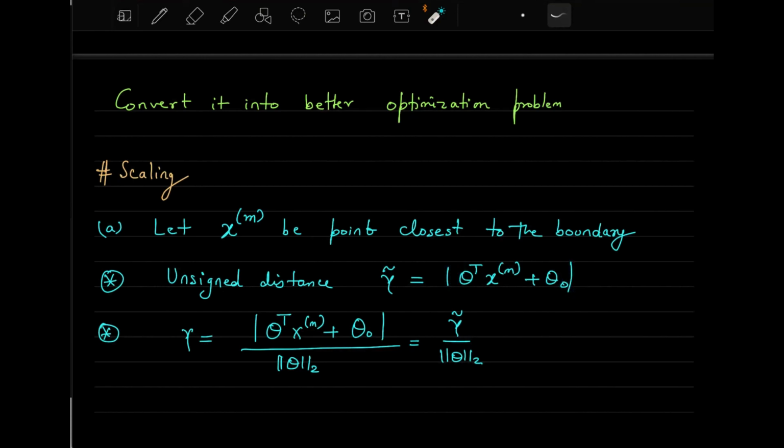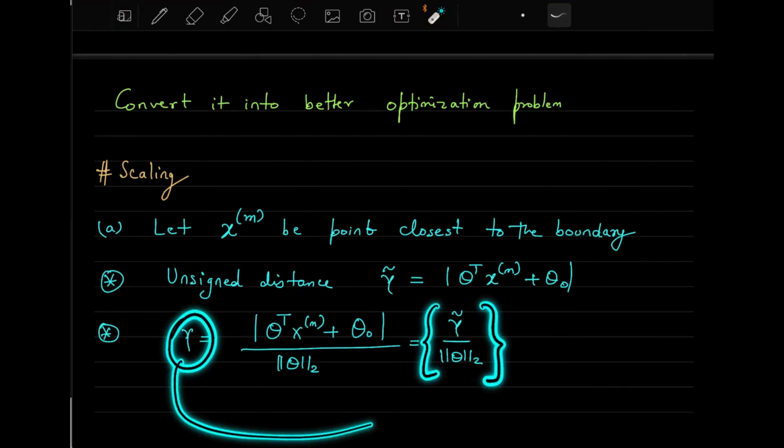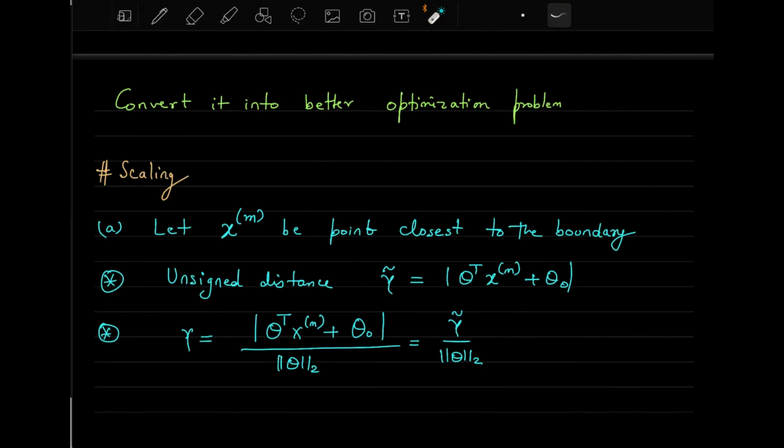So I am writing it like this. Gamma, we are defining it as the unsigned distance. I am just replacing this particular value on the top by this. Just the substitution, it's nothing more than that. Once we have gamma represented in this format, then we will proceed further.